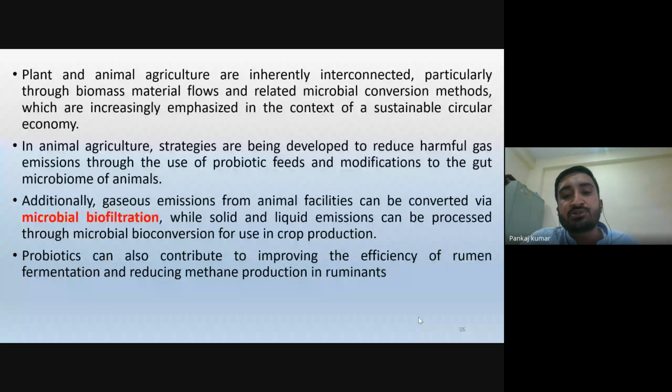Additionally, gaseous emission from animal facilities can be converted by microbial biofiltration, while solid and liquid emission can be processed through microbial bioconversion for use in crop production. Probiotics can also contribute to improving the efficiency of rumen fermentation and reducing methane production in animals. We have seen that methane production will be decreased, so overall the gaseous emission is reduced.